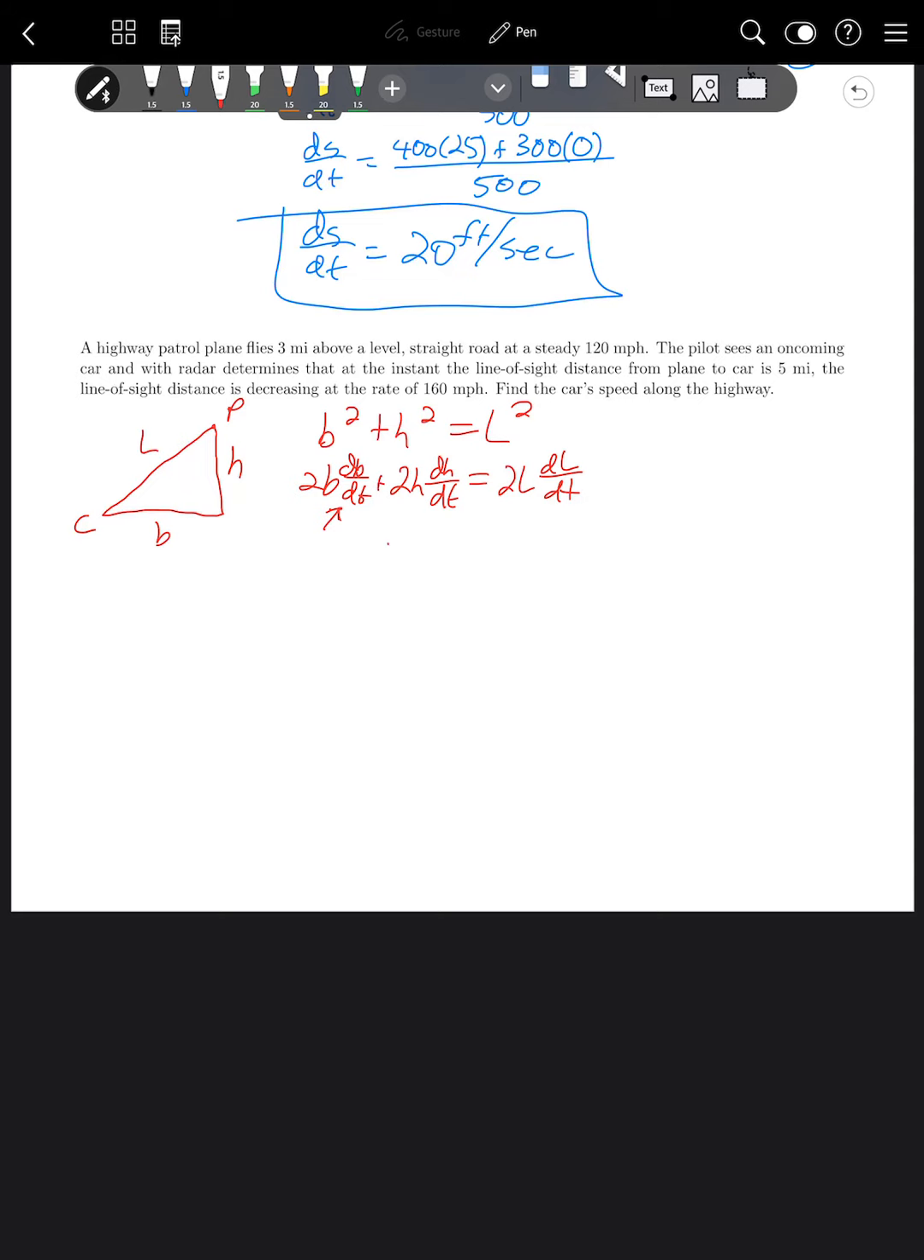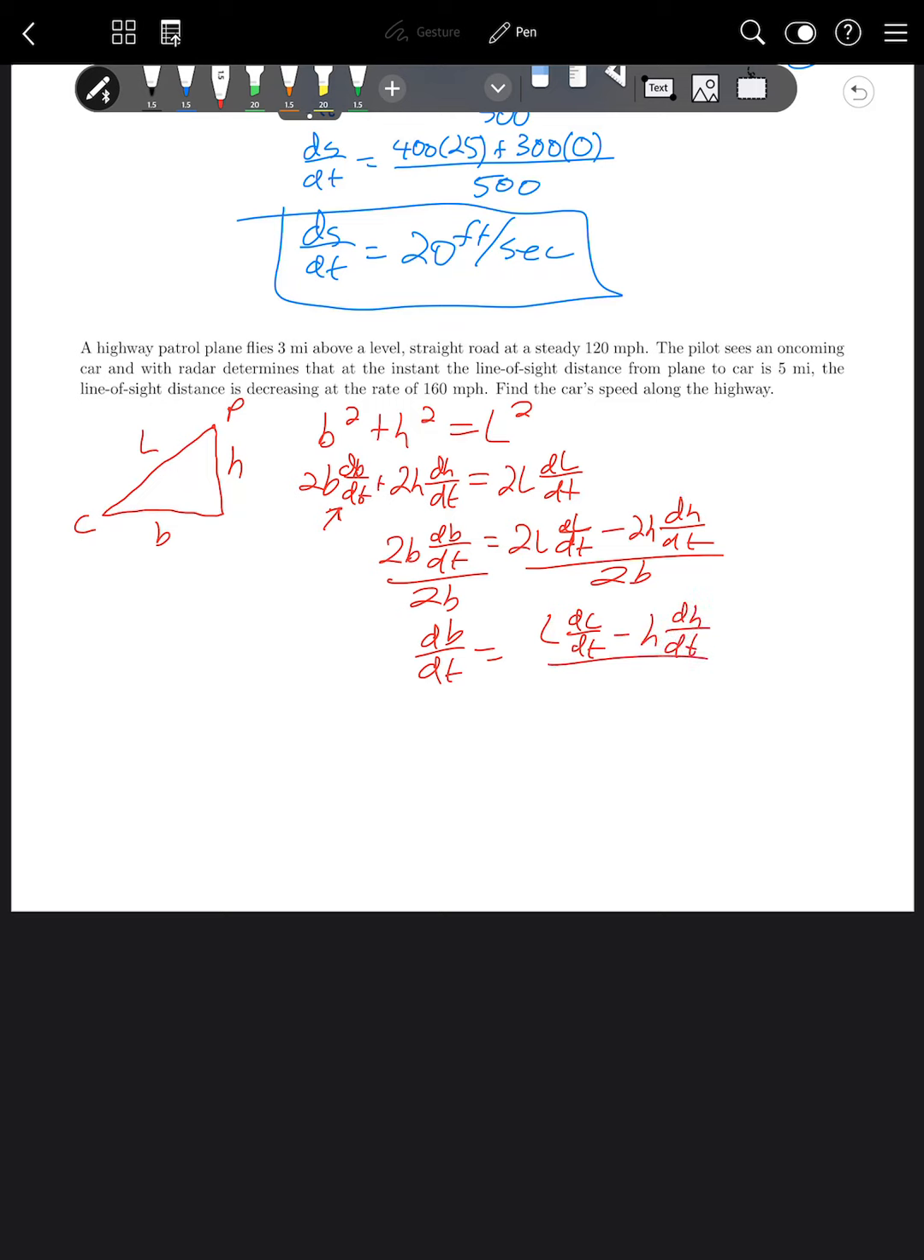So you can subtract 2h dH dt from both sides, and then divide by 2b. So dB dt, the rate at which the distance between them is changing, is going to be, let's cancel out the 2's, L dL dt minus h dH dt, over b. Okay, and now we just need to substitute into that formula.